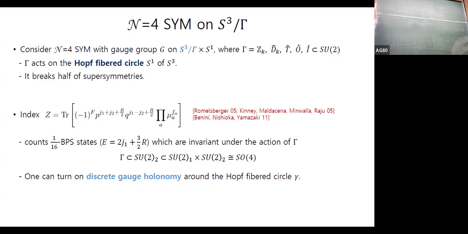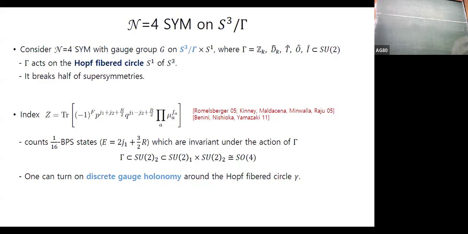When you say S3 mod gamma times S1, that S1 I should think of as the time direction, or what is that? This is the time circle. Time circle. Yeah. Thank you. Sorry, when you say gamma acts on the Hopf fiber circle, I understand that if gamma is a subgroup of U(1), only Zn. No. Actually, yeah. Well, for the Zn case this is true, but I abused some notation, and this is the precise definition.